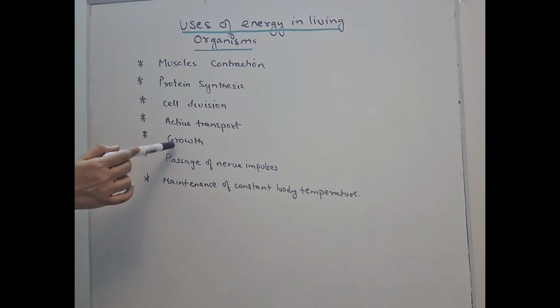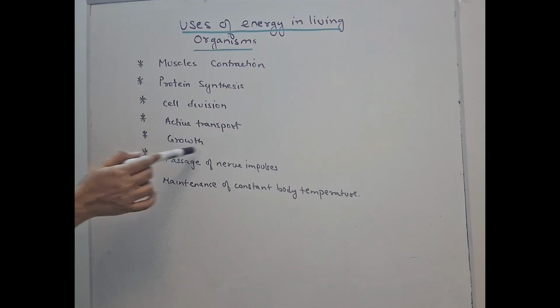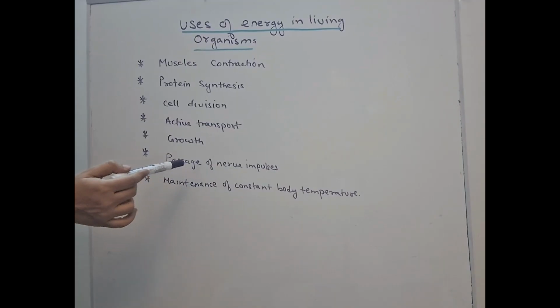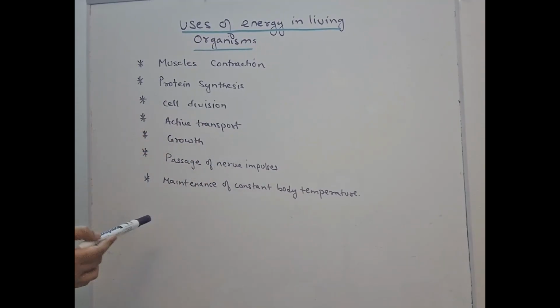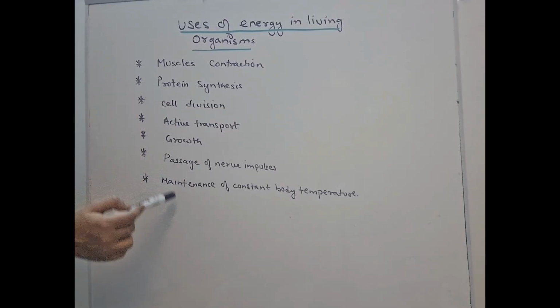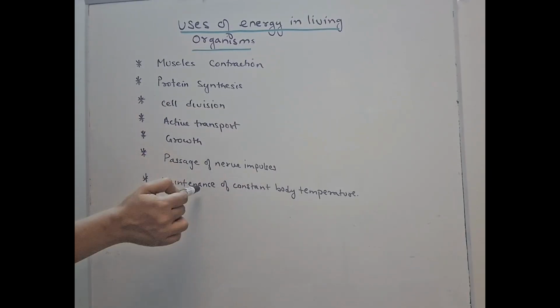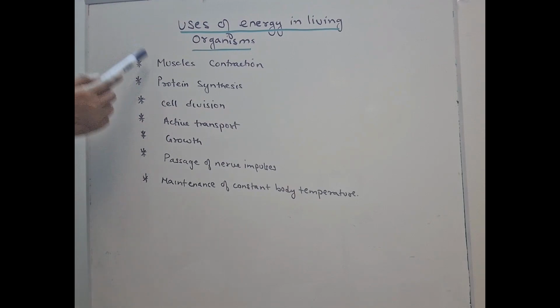Growth happens in all living organisms, and growth also needs energy. When nerve impulses pass in neurons, that also needs energy. And for maintaining a constant body temperature, living organisms need energy. So these are various places where living organisms need energy.